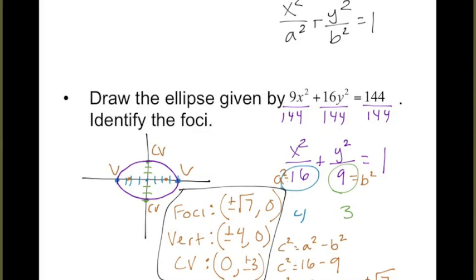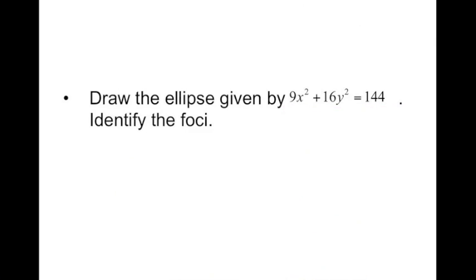You can grab all of that from the equation just by taking the square roots of the numbers and plopping them into the right part of the point. Okay. Let's do another example.